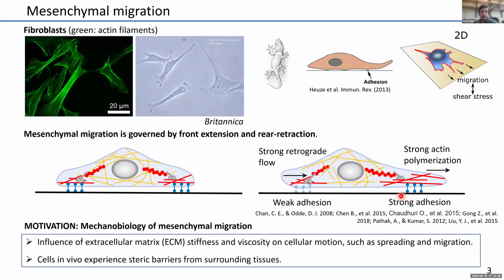So with that, our motivation has become over time, within the context of mechanobiology, how can we understand the influence of extracellular matrix stiffness and viscosity on cellular motion, and especially spreading and migration, which are actually tightly intertwined, as I will elaborate on shortly. But also what would be the effects of constraints or confinements on single cells, like steric barriers from surrounding tissues or fibers or other cells, etc.